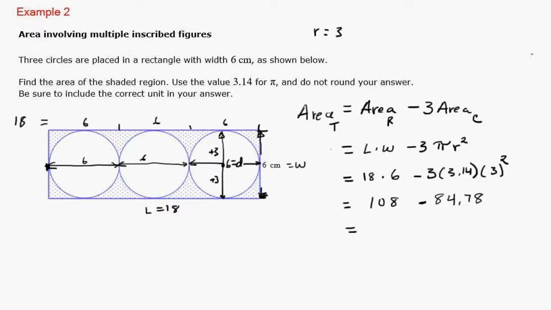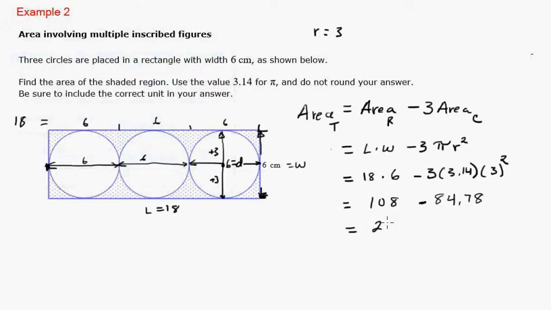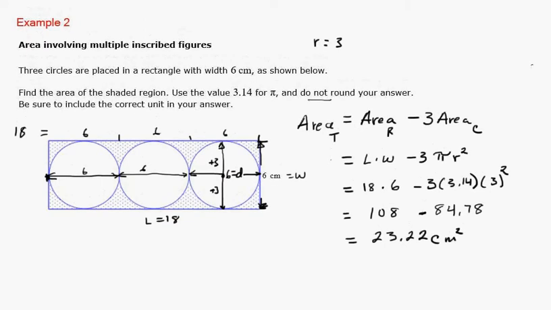By doing it in the order that I did, I already have 108 in the calculator, so now I just subtract off 84.78, so 23.22. This is area, so it's centimeters squared. Be sure to include your unit. Do not round your answer, so we're not going to do anything with the answer. Okay, so there you go. That's how to do that one.